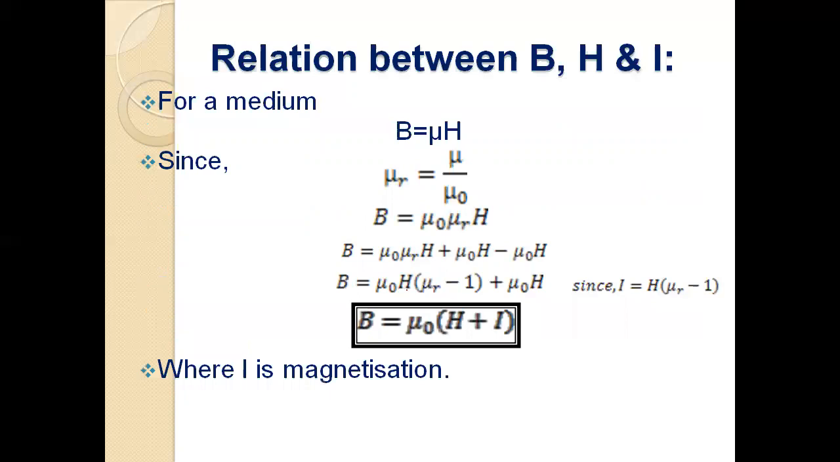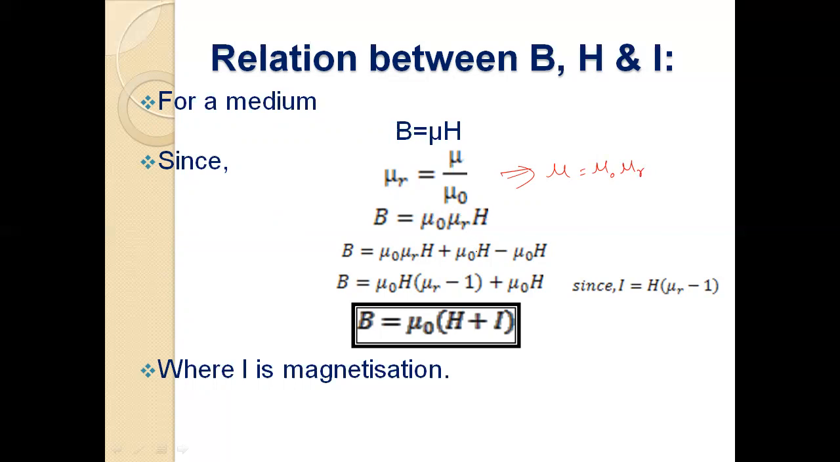Coming to the relation between magnetic field induction, magnetic field intensity, and magnetization, we know that for a medium, B is equal to mu H, and relative permeability mu r is equal to mu by mu naught. So from this, mu is equal to mu naught into mu r. Just substitute this in place of mu in this expression. So it can be written as mu naught mu r H.